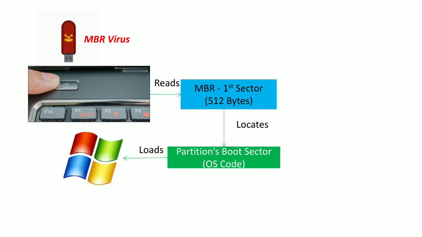Now once a USB which is infected with the MBR virus is inserted into the system while the system is being booted up, then instead of booting up from the actual MBR, this system gets booted up from the boot sector or the volume boot record of this USB device. And this VBR or the volume boot record is infected with this MBR virus. So this VBR then infects the MBR of the local system as well.